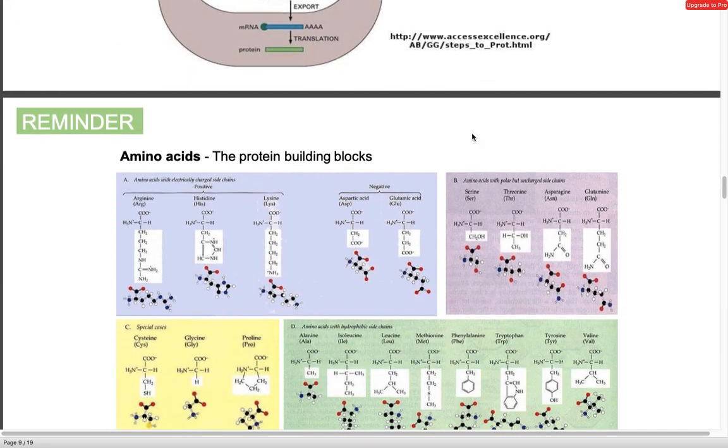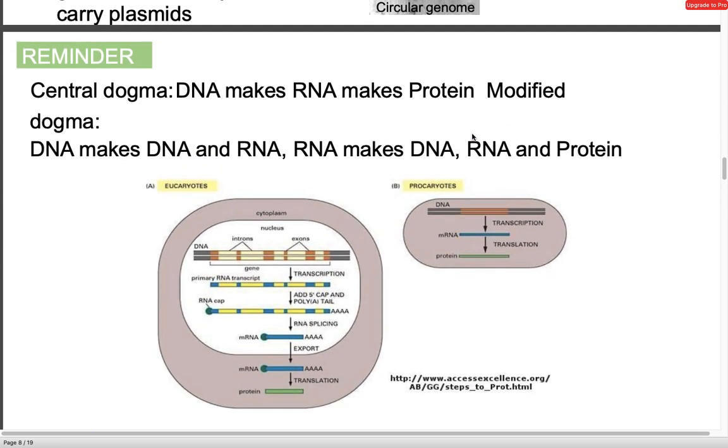What is the central dogma? DNA makes RNA, RNA makes protein. So basically it's a process from DNA to protein that involves two main processes. What do we call them? Transcription and translation. That's correct. I don't know whether you can hear me, but I assume you guys know.